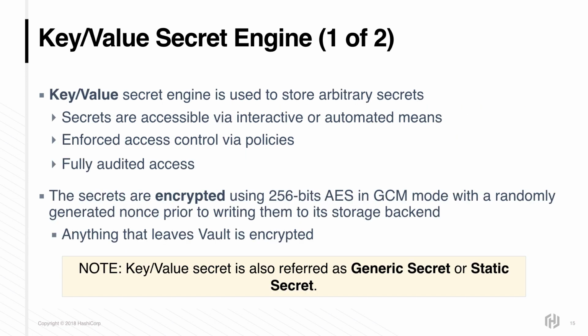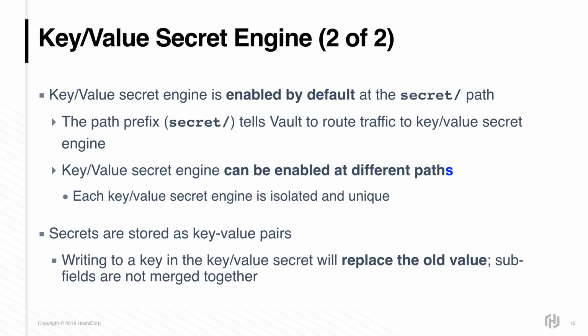The key-value or KV secrets engine is used to store arbitrary secrets within the configured physical storage for Vault. All secrets stored within the KV engine are encrypted using 256-bit AES in GCM mode with 96-bit nonces. The nonce is randomly generated for every encrypted object. The KV secret engine is enabled by default and is exposed via the secret path prefix. This path prefix tells Vault to route traffic to the KV secret engine.